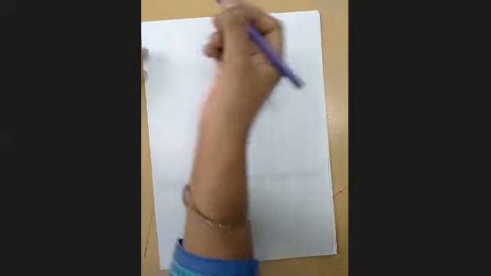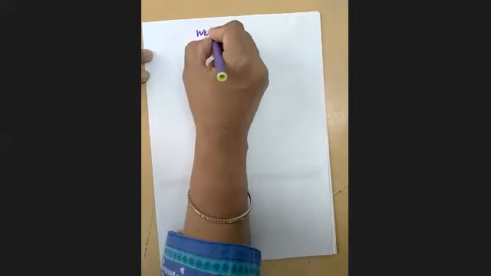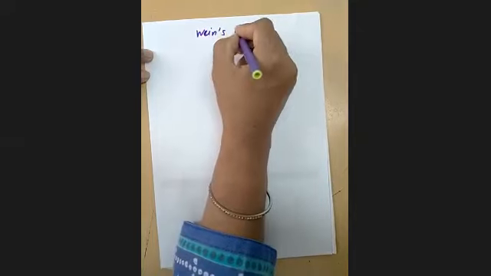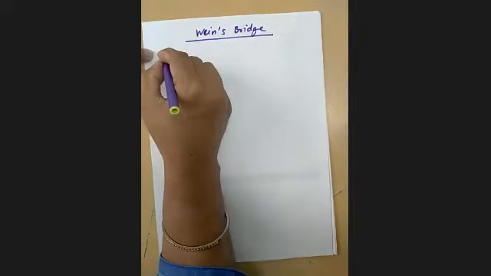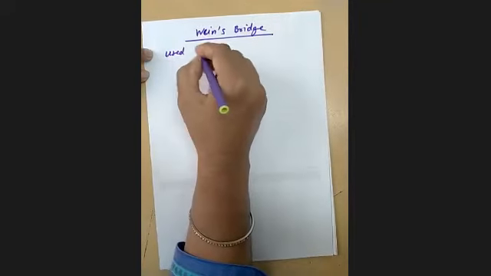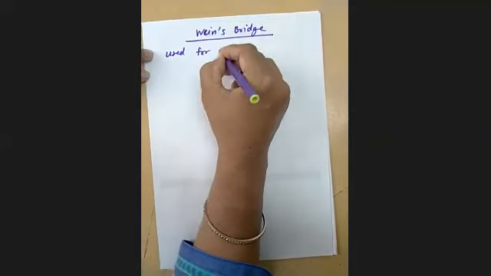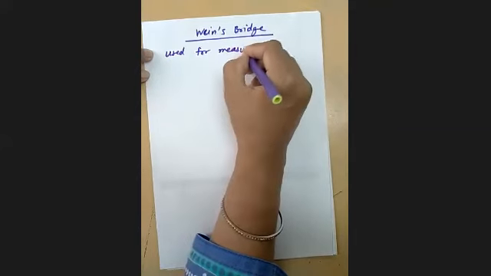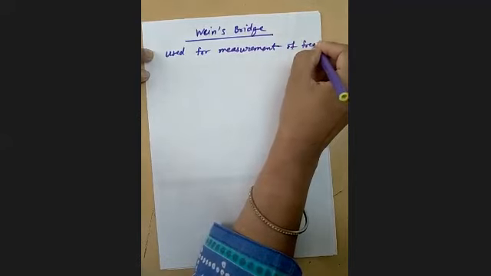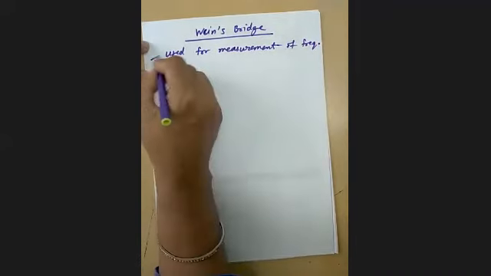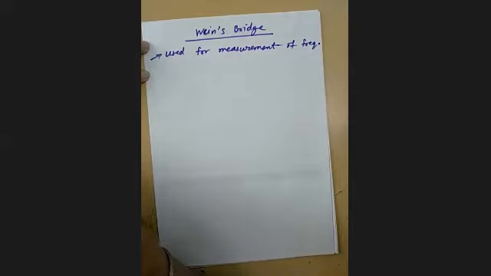So now the Schering bridge is actually used for all types of capacitors, whether pure or impure. So we can do the calculation with the help of the Schering bridge. Now the next bridge is Wein's bridge. In the Wein's bridge, all the values are known. Actually, this is used for the measurement of frequency.